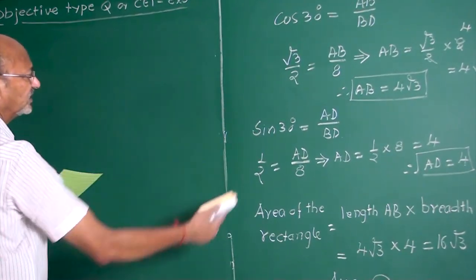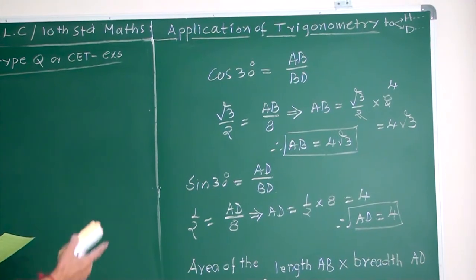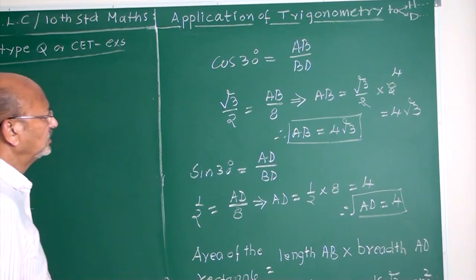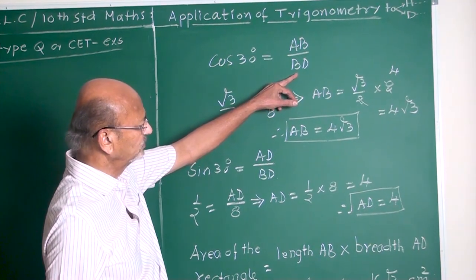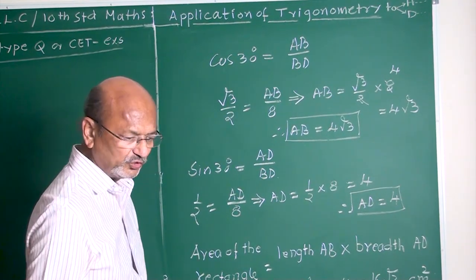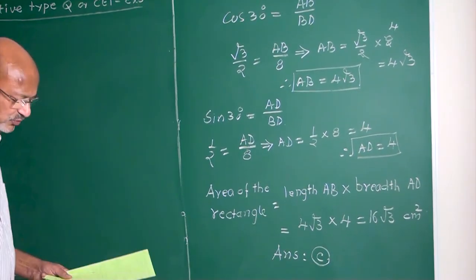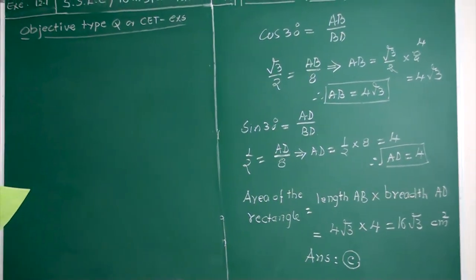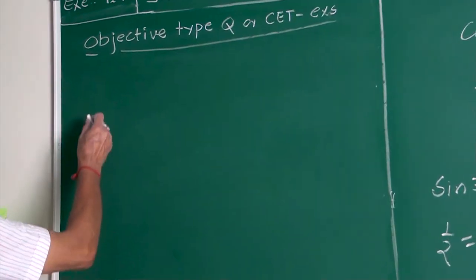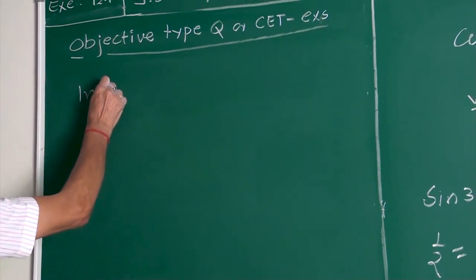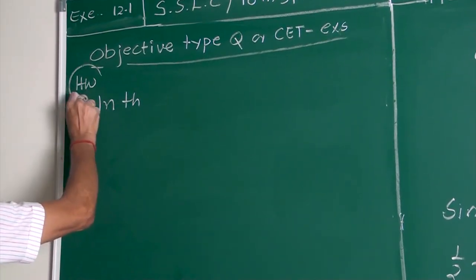I hope this is clear. Why do we have to take cos to get AB, and why sine to get AD? We have to take sine and cos only because the hypotenuse BD is given. When the hypotenuse is given, you go for sine and cos with the opposite and adjacent sides. Yes, my friend, this is in the figure. The figure is given. You can do this at home.